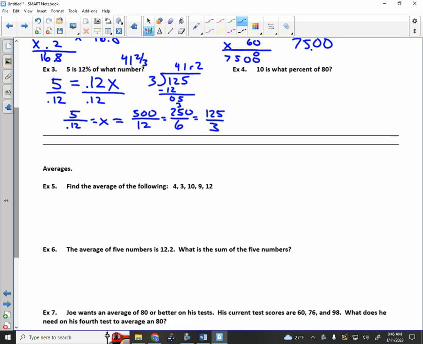The last one is 10 is what percent of 80? So 10 is what percent of 80? So some percent times 80. So this time we're trying to find the percent. I divide both sides by 80.